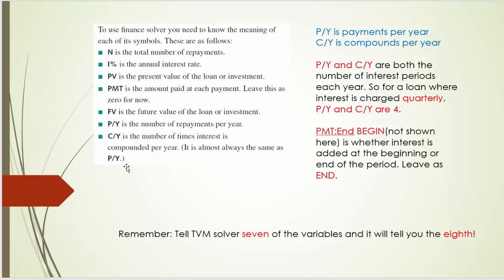And the last one, which is not actually on the screen on the left, is PMT: end or beginning. That is whether the interest is added at the beginning or the end of each period, and leave that as end. We never change that to beginning.